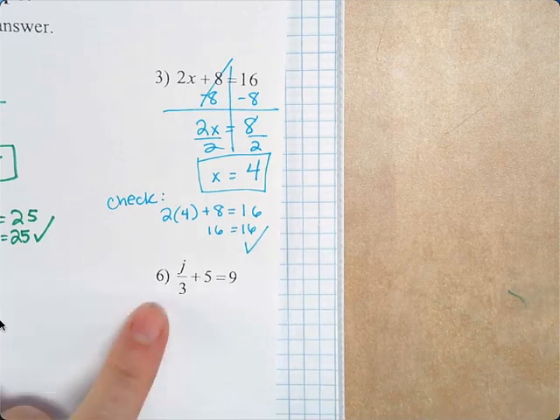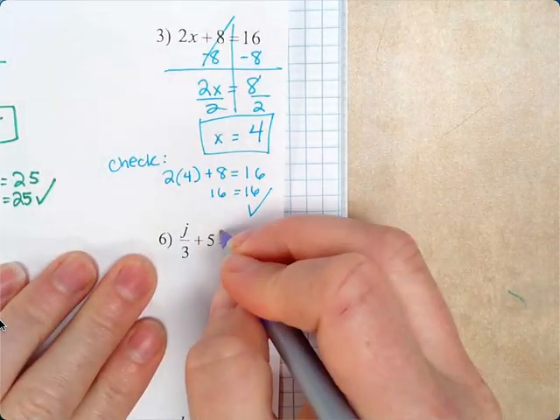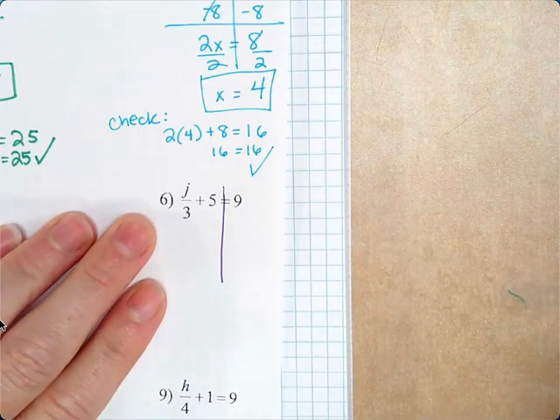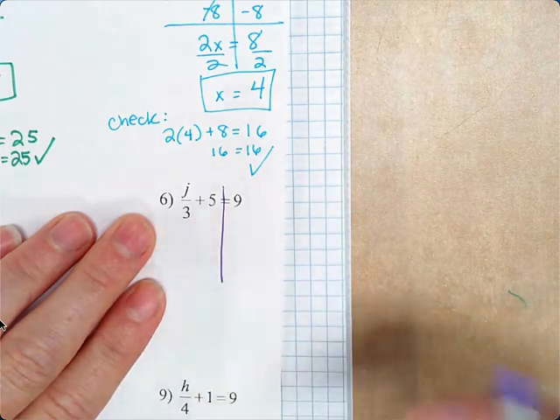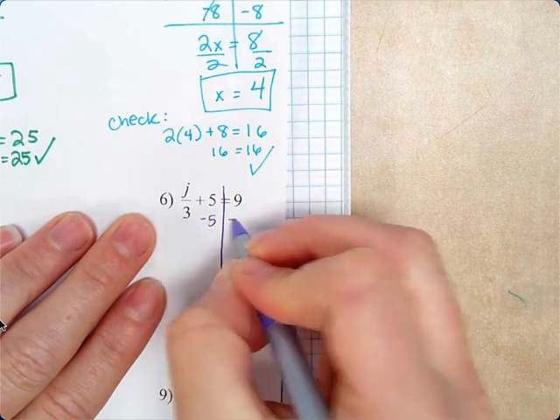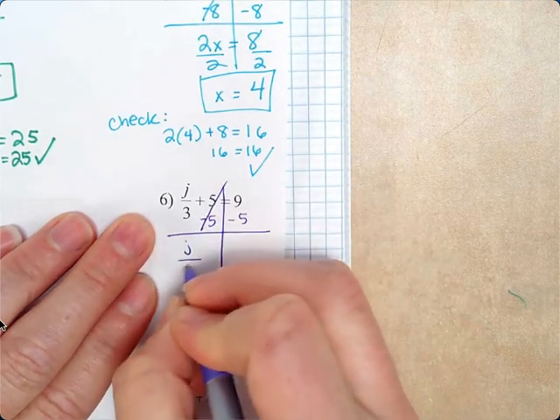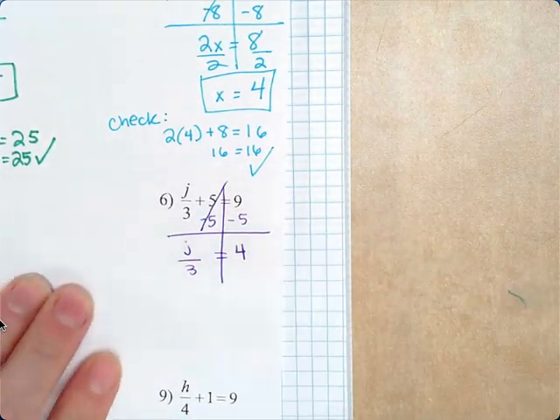Let's do number 6 since we're right here. Draw your line down to your equal sign. I need to get rid of the add and subtract first, so I need to get rid of this plus 5. So the opposite of plus 5, minus 5. So that leaves me with j over 3 equals 4.